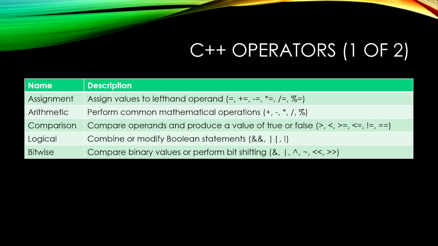Your comparison operators are all identical to Python: greater than, less than, greater than or equal to, less than or equal to, not equal, and equality. You have your logical operators. These are the biggest difference. In C++, they are double ampersand, the double pipe symbol, and the exclamation mark for not. Because if you remember, in Python, these were just and, or, not.